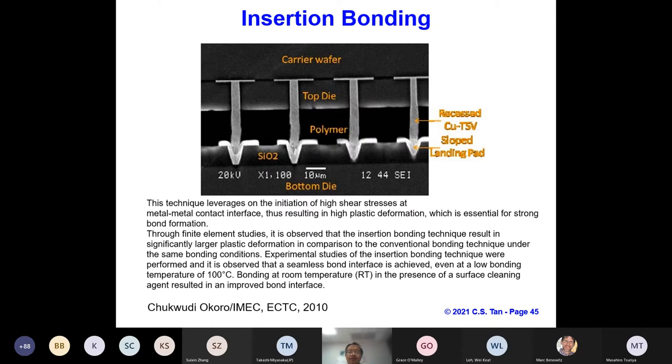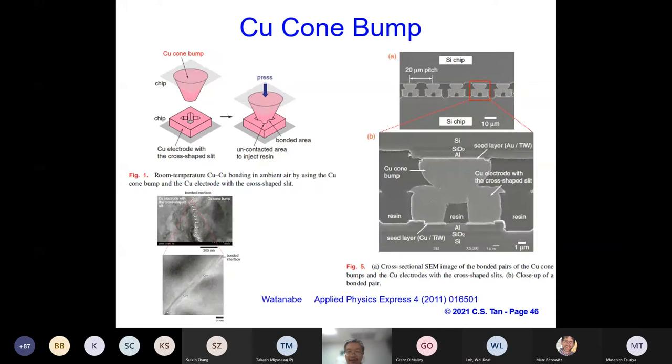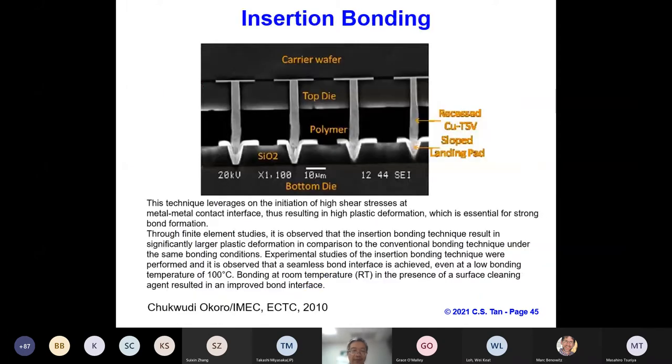This is what we call insertion bonding. And the whole idea behind this is that you have what we call the nail and the V-groove approach, right? And the bonding mechanism behind this is slightly different because this is really based on plastic deformation, whereby the bonding pressure is all concentrated at the end of the copper nail or copper TSV, such that when you apply force from the top, the pressure will be concentrated on this V-groove pad, and you undergo plastic deformation, and therefore bonding is achieved, right? And this is again to verify the experiment from imec.